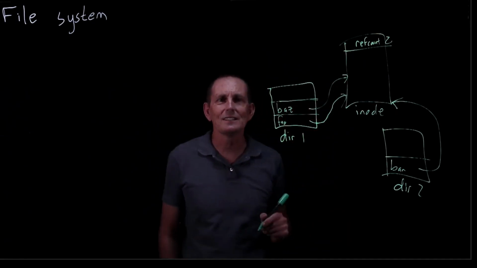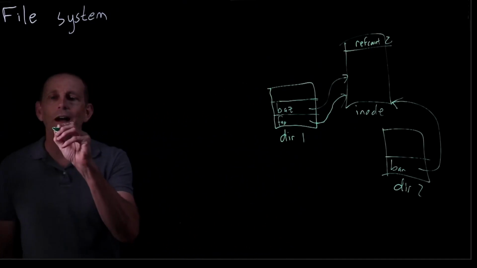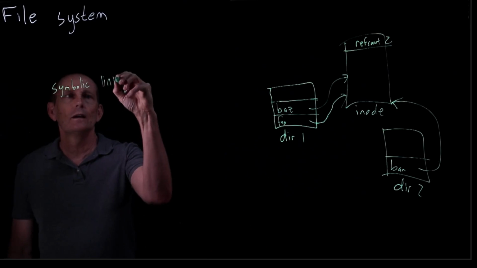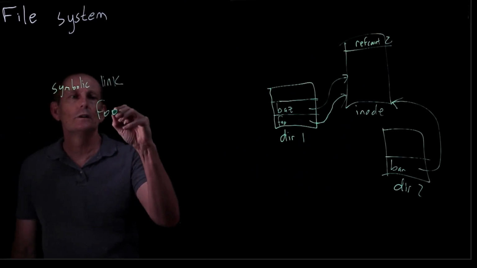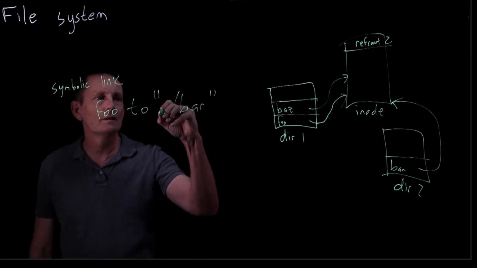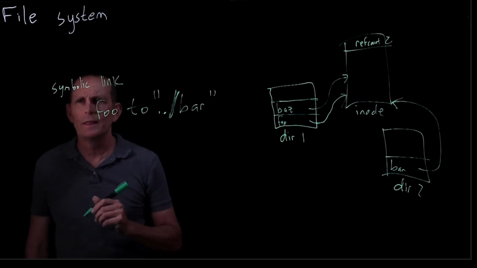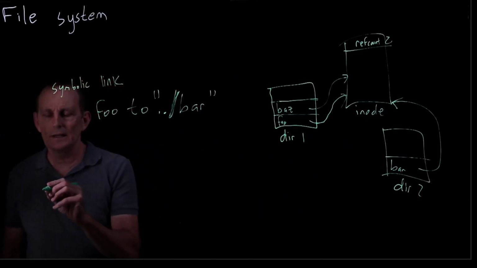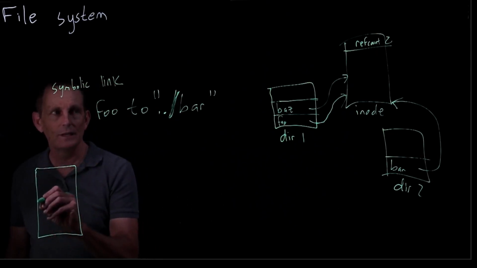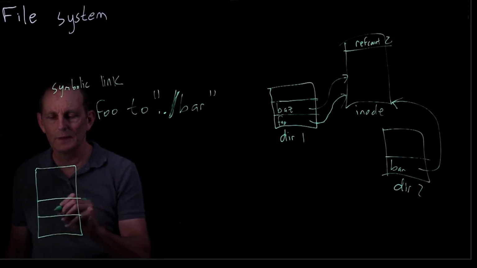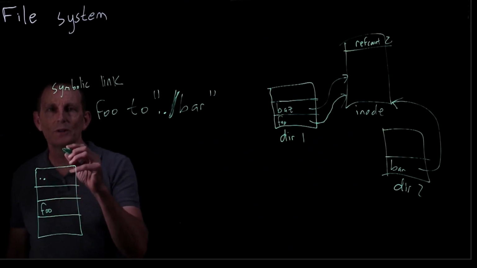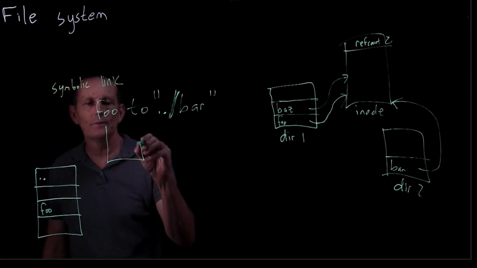For symbolic links, it's in some way simpler. A symbolic link is just a file. So if I do a symbolic link and I link foo to ../bar, okay, then what would happen? Then we have a directory, and within here we have foo. Okay, we also have a .. which points up to the parent's inode.